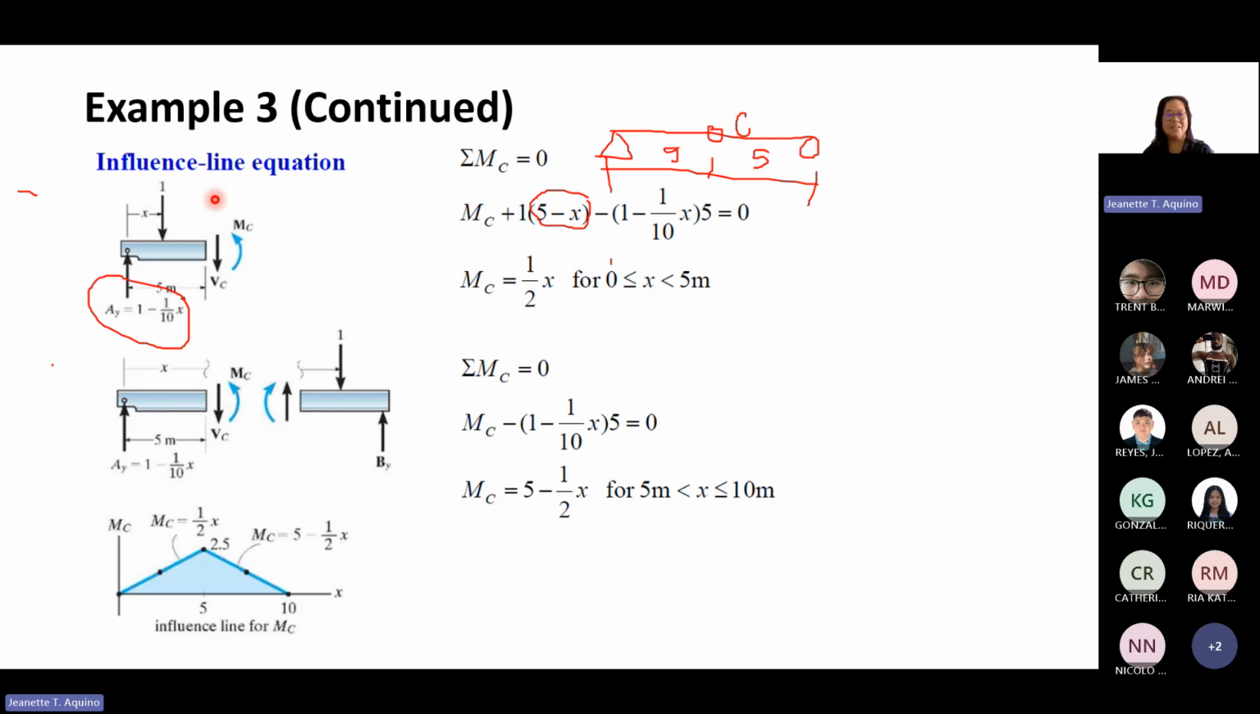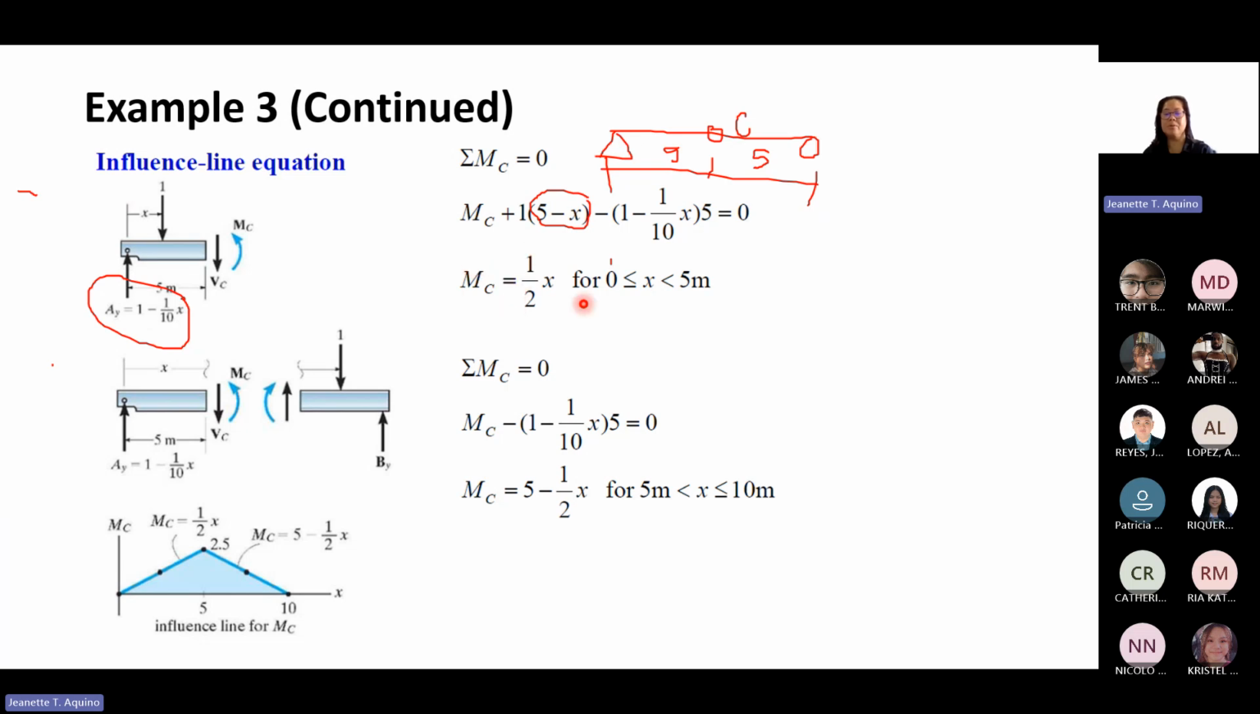Pointer. Okay, this one. So 5 minus x will be this x, and then the 5 is here. So the force times the length minus our counterclockwise AY. AY is equal to 1 minus 1 over 10x times 5, because that is a distance equal to 0. Then we're solving for MC. MC is equal to 1 over 2x.